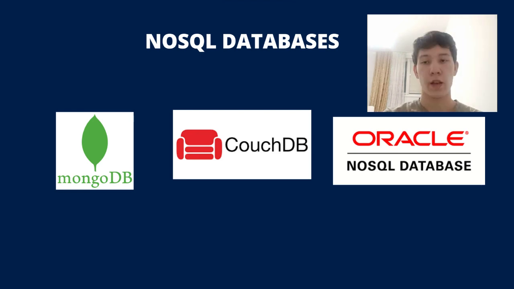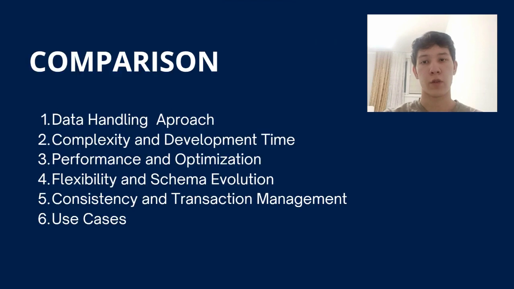and so on. Now let's dive into a comparison of these data layers, since I gave some clarifications and definitions of the types. We will compare by some attributes. The first is the data handling approach. The second is complexity and development time. The third is performance and optimization. The fourth is flexibility and schema evolution. The fifth is consistency and transaction management. And the last one is use cases.